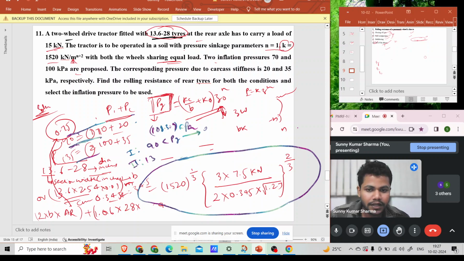So will it operate in elastic mode or rigid mode? Elastic mode, sir. If ground pressure is more, that will deflect the tire, and it will work as elastic. If ground pressure is less, then it will sink and it will work as rigid mode. So the question is, find the rolling resistance of the tire in both conditions and select the inflation pressure to use.